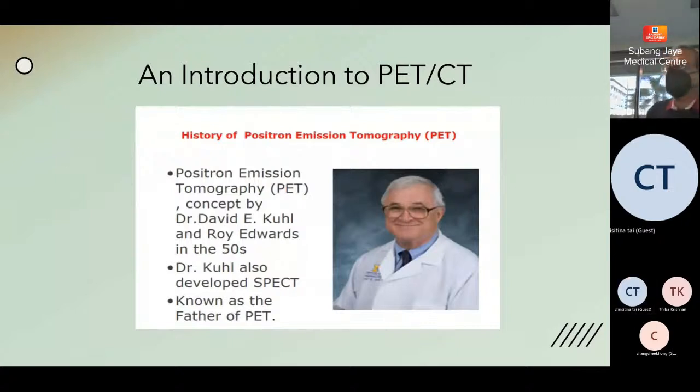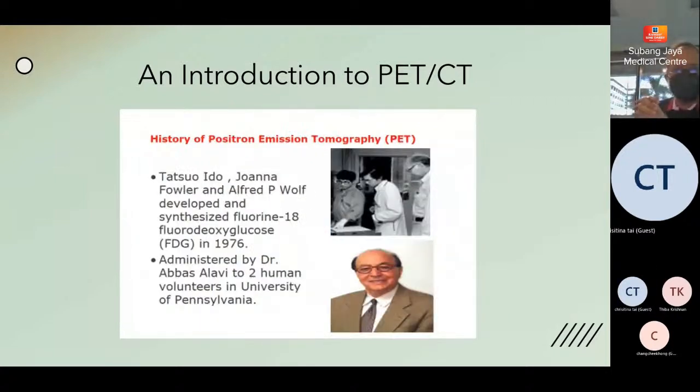So, basically, it's a very important part. But we need the tracer in order for it to function properly. And our greatest workhorse for PET is fluorine-18 FDG. And this is actually not a new compound. It was created in 1976 by Japanese pioneer Tatsuo Ido. My understanding is Tatsuo Ido played the biggest role in developing this particular compound. And shortly after that, in the 80s, it was administered to 2 volunteers by Dr. Abbas Alavi.